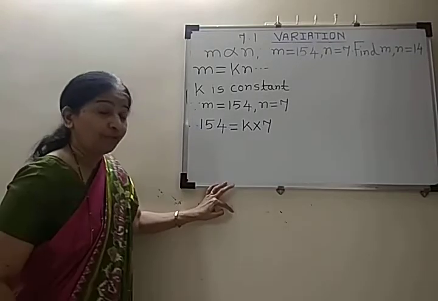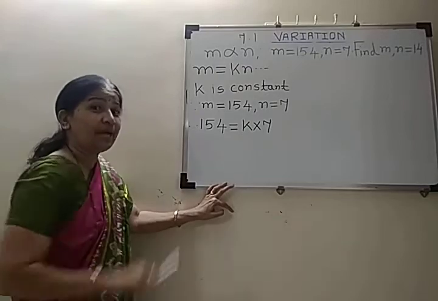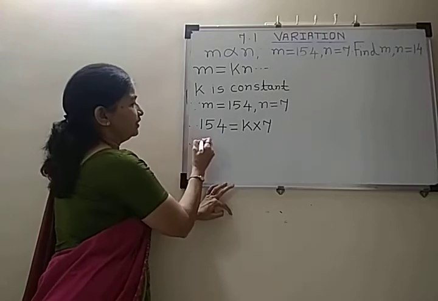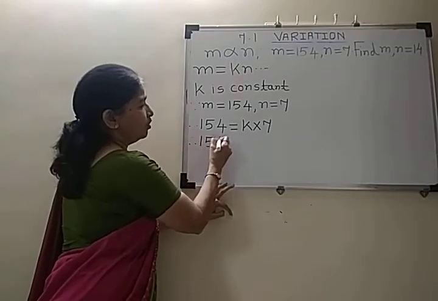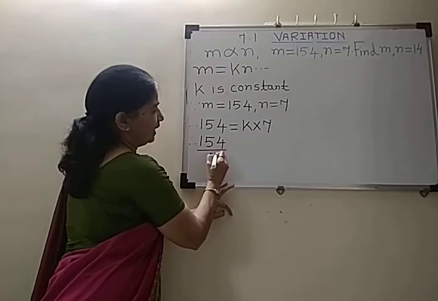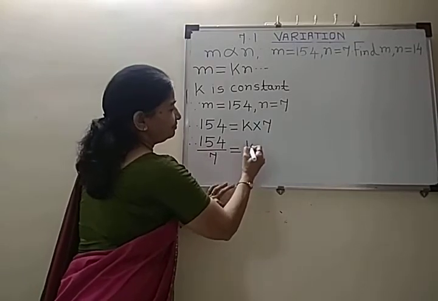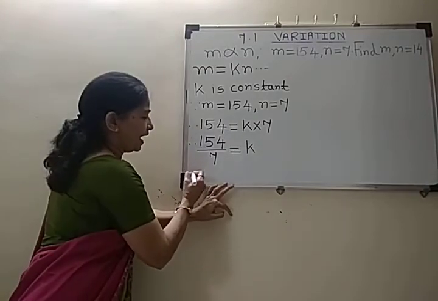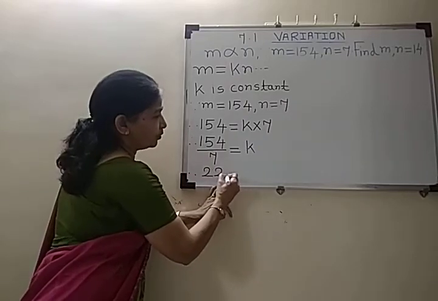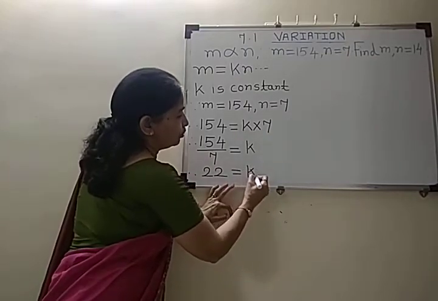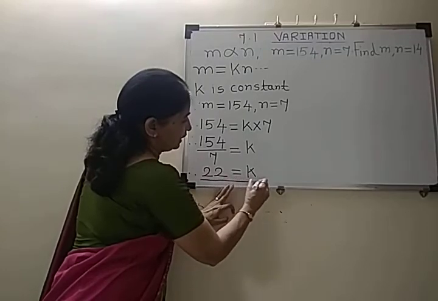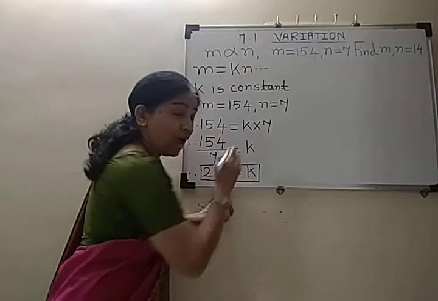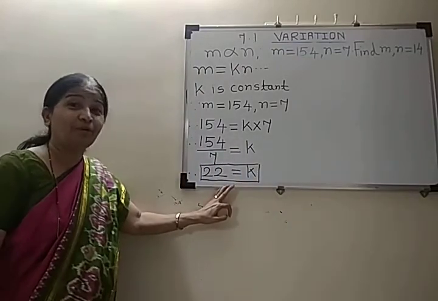Now we want k. So send this 7 to this side. Multiplication will become division. That means 154 upon 7 is equal to k. Isn't it? So divide it. That will come as 22. 22 is equal to k. That means here we got the constant, the value of the constant as 22.